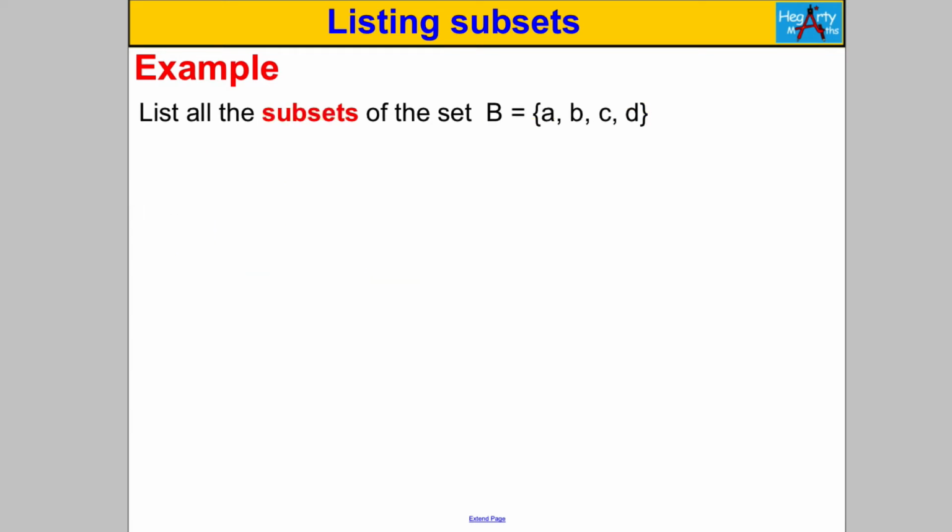Okay, the next one. Pause the video and have a go at this. So we're asked to list all the subsets of B. Now B has 4 elements in it: a, b, c and d. They're not the proper subsets, remember, they're all the subsets. So let's start off nice and easily by saying, well, the first one is the empty set. Easy. Right? The next one is the set itself, B, which we can state. B is a subset of B.